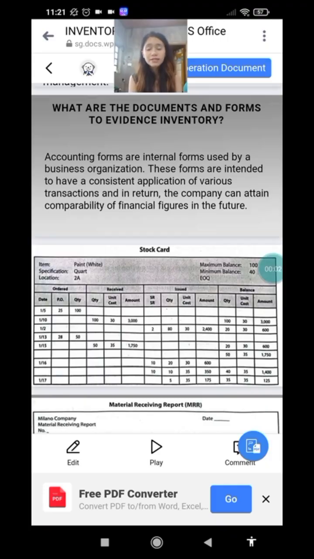Good day once again, Sir Ronnie. My topic is the documents and forms to evidence inventory. So what are the documents and forms to evidence inventory? Accounting forms are internal forms used by a business organization. These forms are intended to have a consistent application of various transactions and in return, the company can attain comparability of financial figures in the future.